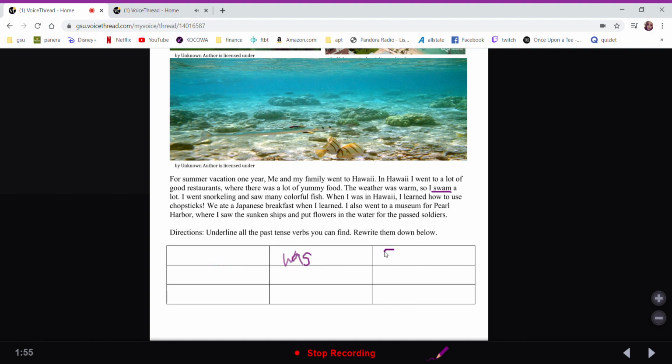And then we would get to swam, and I would ask students, swam, why is it swam? Is it swimming or to swim? Swimmed or swam? Just comprehension questions. And then went again, and then was, and then learned, and I would probably ask what the present tense form of learned was, and then it would be learn. We'd have a short little time with this, and then we'd write them below.